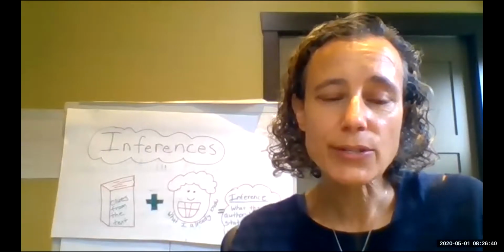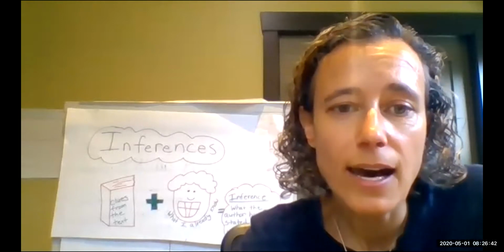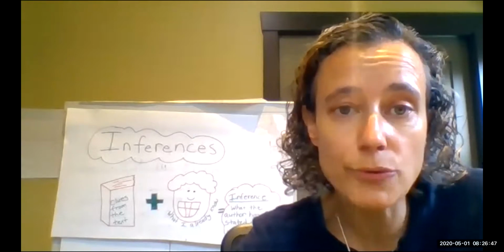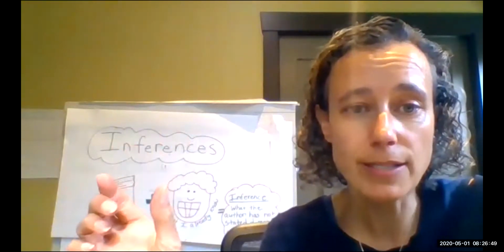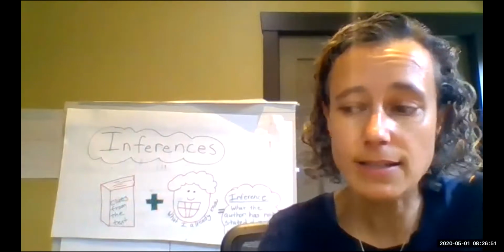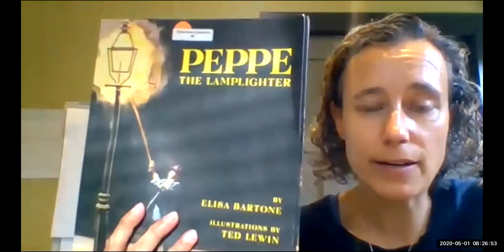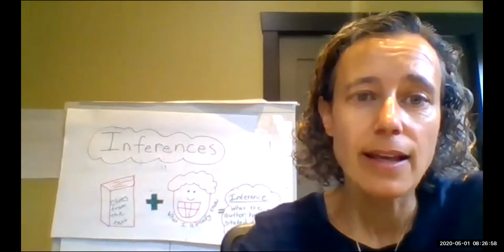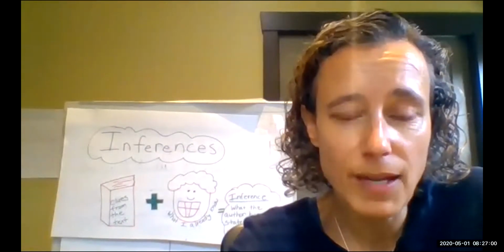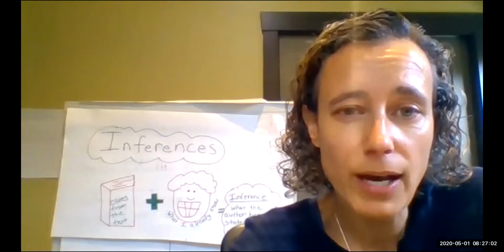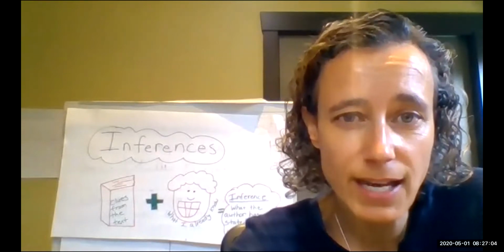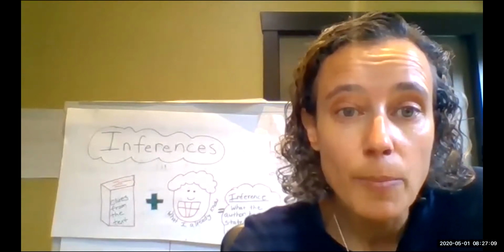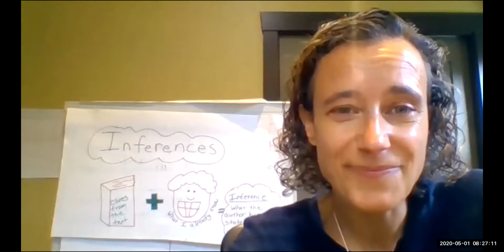Now, readers, what we're going to do is I'm going to show you an excerpt, which you remember is a small part of this text, Peppe the Lamplighter. And we are going to read that excerpt together, and then we're going to pick out a couple of parts of that text that we can use to help us infer Peppe's personality traits. Here we go.